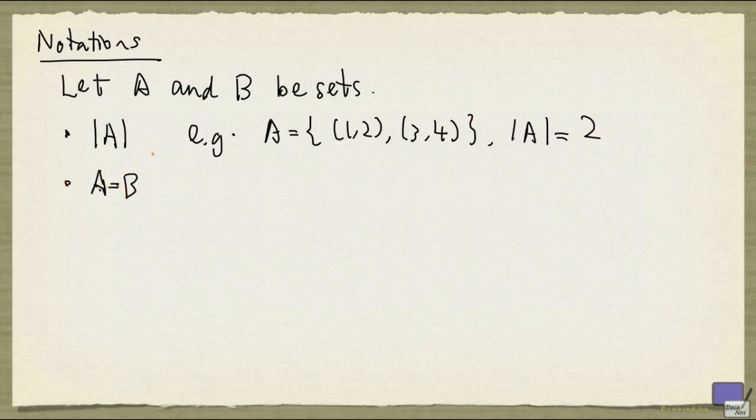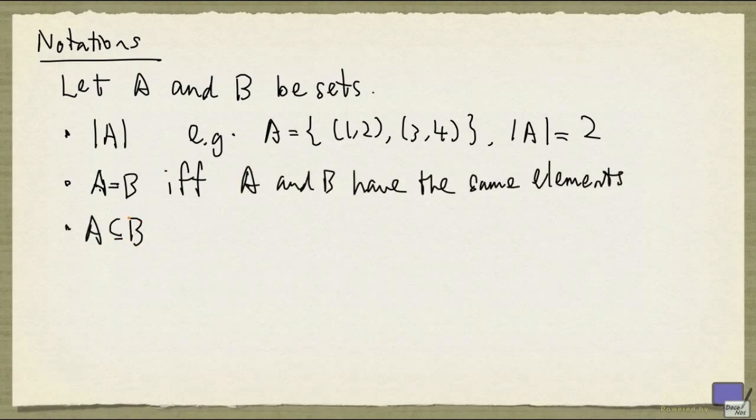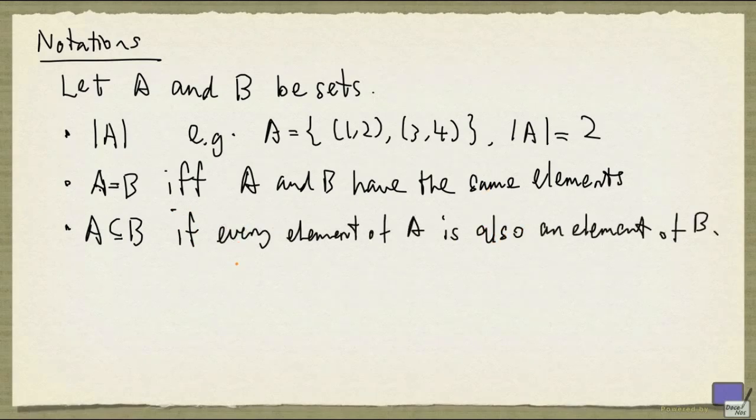Now, we say 2 sets are equal if and only if they have precisely the same elements. We say that A is a subset of B, written like this, if every element of A is also an element of B. So, for example, if I look at this set here, then it is a subset of the set of natural numbers because each of these is a natural number.